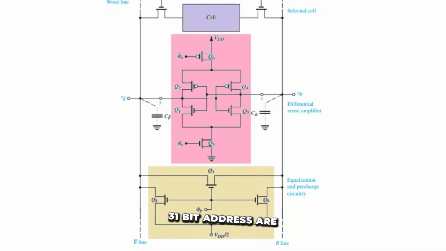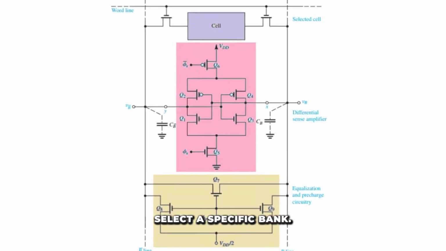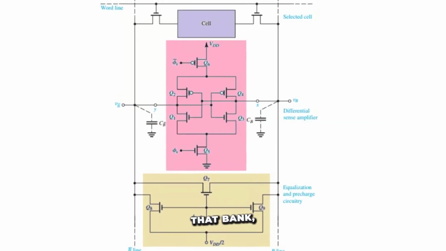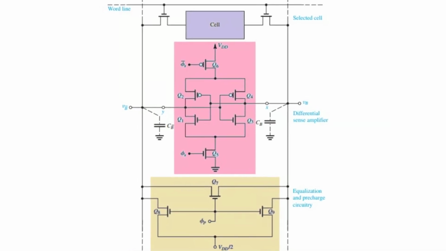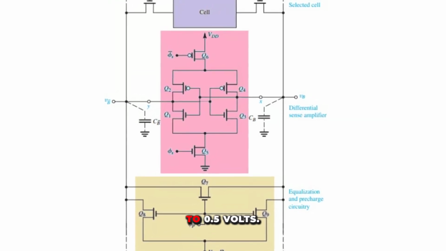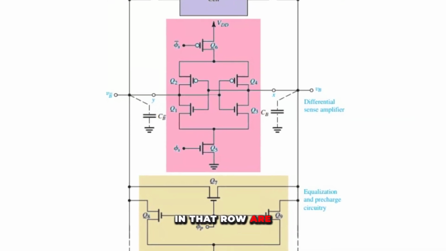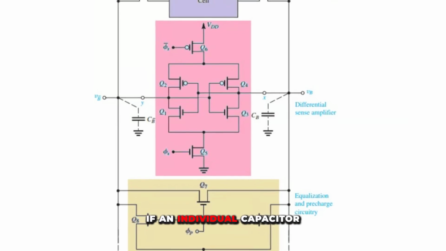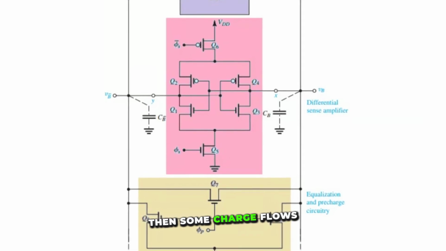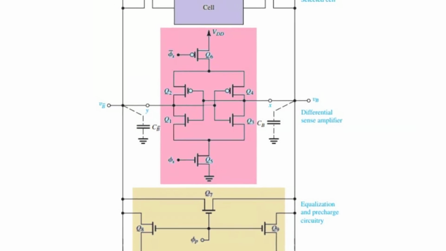First, the read command and 31-bit address are sent from the CPU to the DRAM. The first 5 bits select a specific bank. The next step is to turn off all the word lines in that bank, thereby isolating all the capacitors, and then pre-charge all 8,000-ish bit lines to 0.5 volts. Next, the 16-bit row address turns on a row, and all the capacitors in that row are connected to their bit lines. If an individual capacitor holds a 1 and is charged to 1 volt, then some charge flows from the capacitor onto the 0.5-volt bit line, and the voltage on the bit line increases.